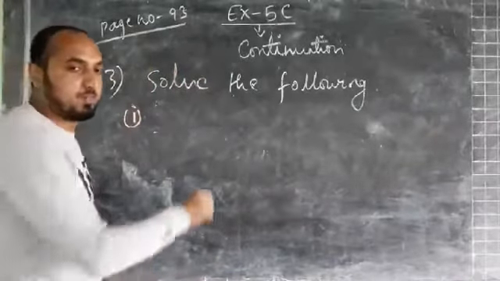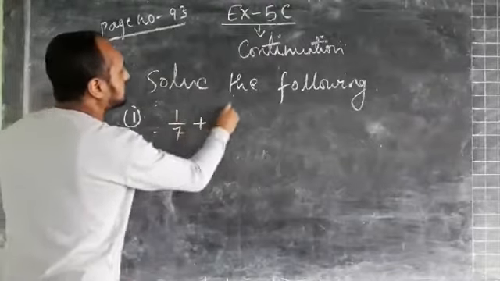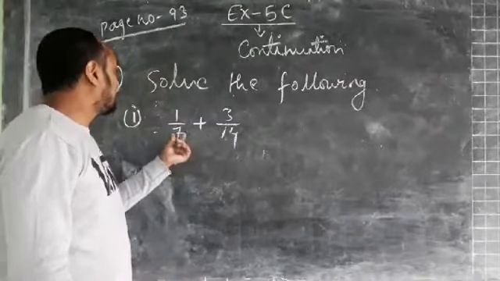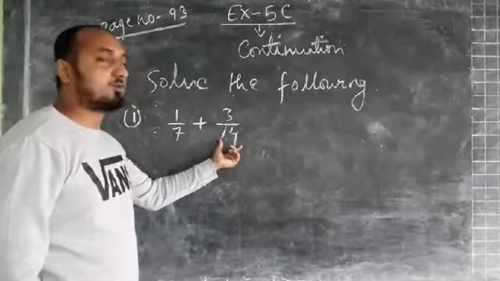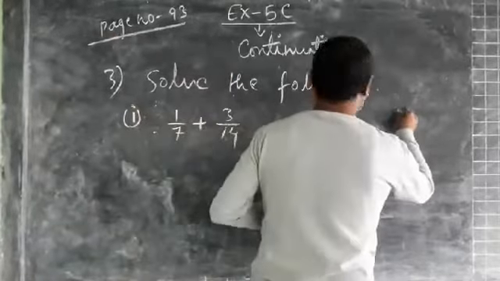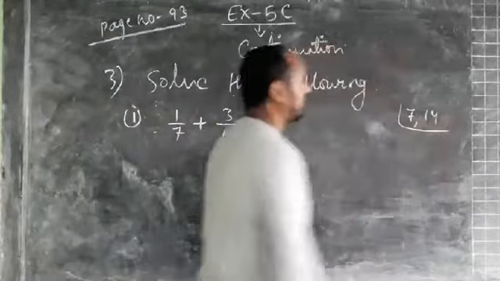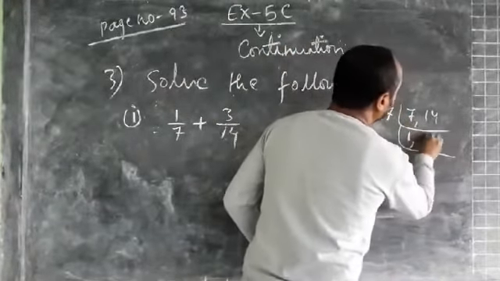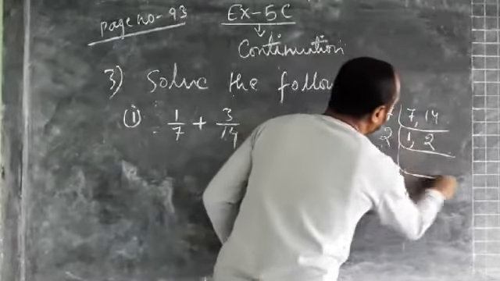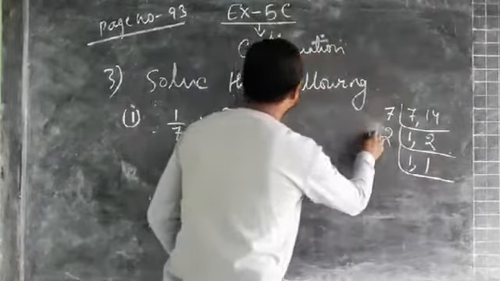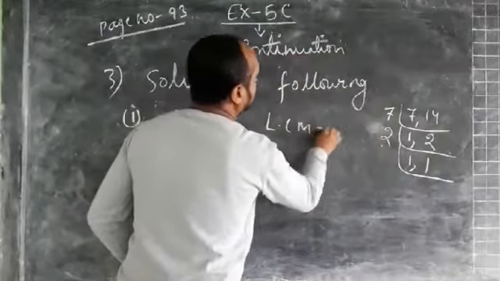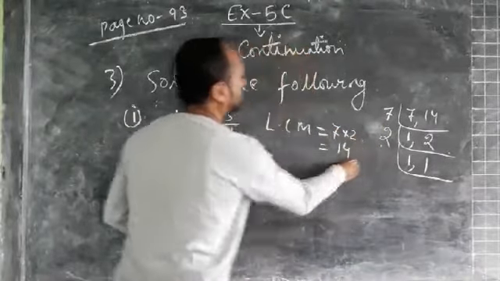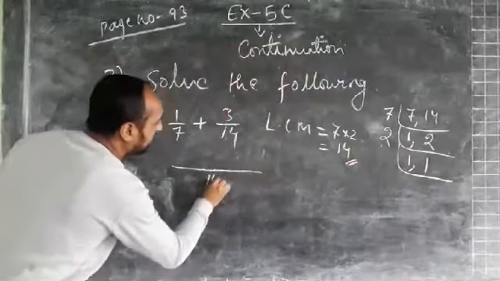Question number 1 we have 1 by 7 plus 3 by 14. Here we have to see the denominator. The first denominator is 7 and the next one is 14. So we have to take the LCM of these denominators. 7 and 14. If we take LCM by 7, 7 1s are 7, 7 2s are 14. Again with 2, 1, 2 1s are 2. That means LCM equals 7 2s are 14. So here we are getting LCM 14.